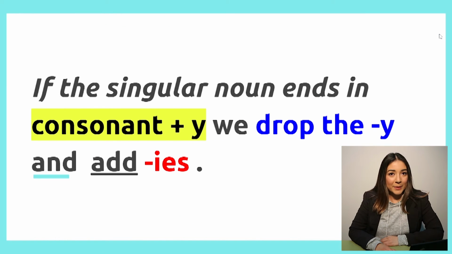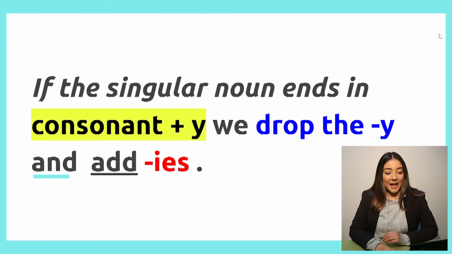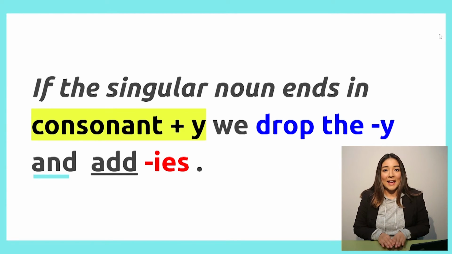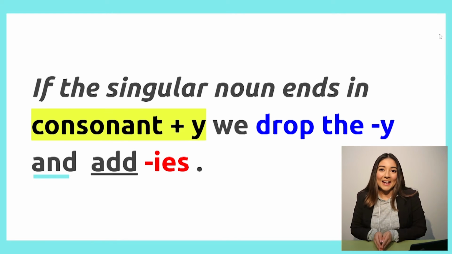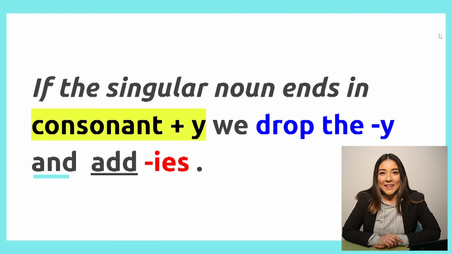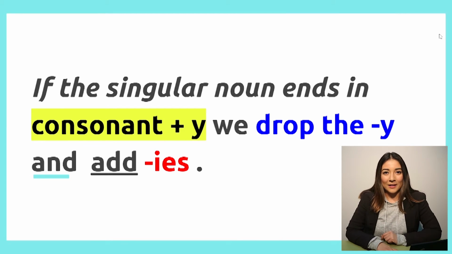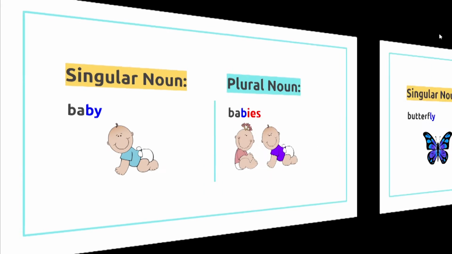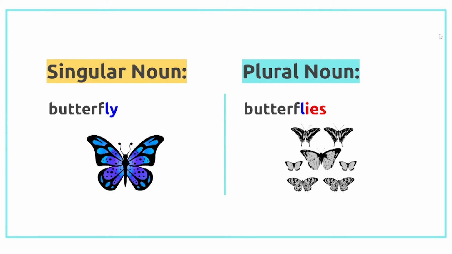Another important rule to remember is that if the singular noun ends in a consonant followed by a Y, we drop the Y and change it to I and add ES. This is very common when we come across words that end in a consonant followed by a Y. For example, baby becomes babies. We drop the Y, change it to an I, and add ES. Another example is butterfly. We drop the Y, change it to an I, and add ES.